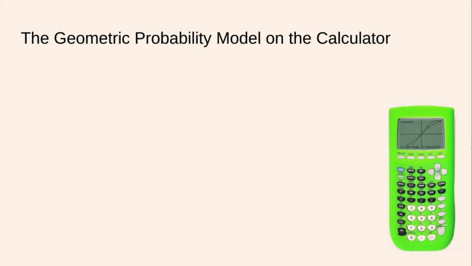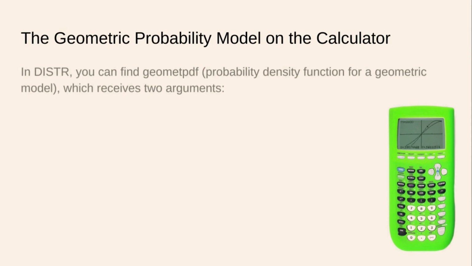Fortunately for us, the geometric probability model is easily accessible on your graphing calculator. In distribution, you can find geometpdf. That is the probability density function, that's the PDF part, for a geometric model, which receives 2 arguments. Now, what is an argument? It's an input. Geometpdf requires the probability of success, P, and X, the number of trials on which you would like to have your first success.